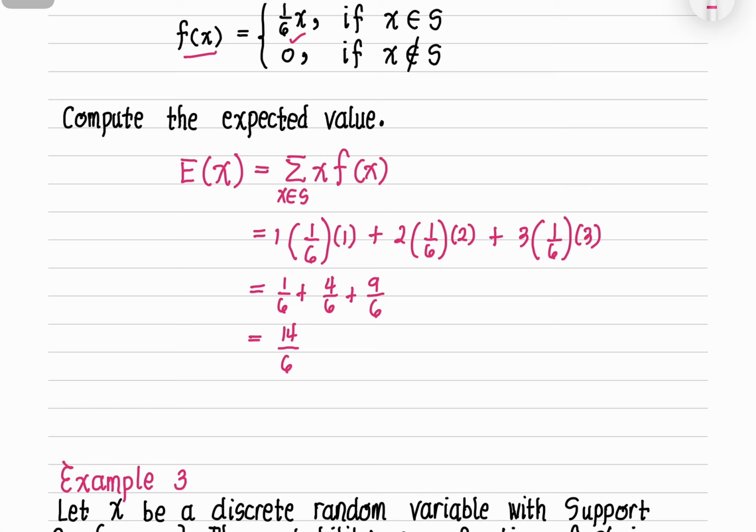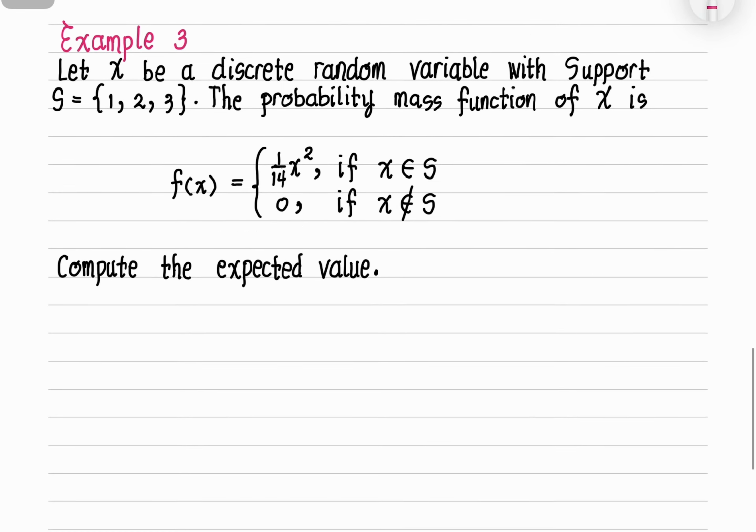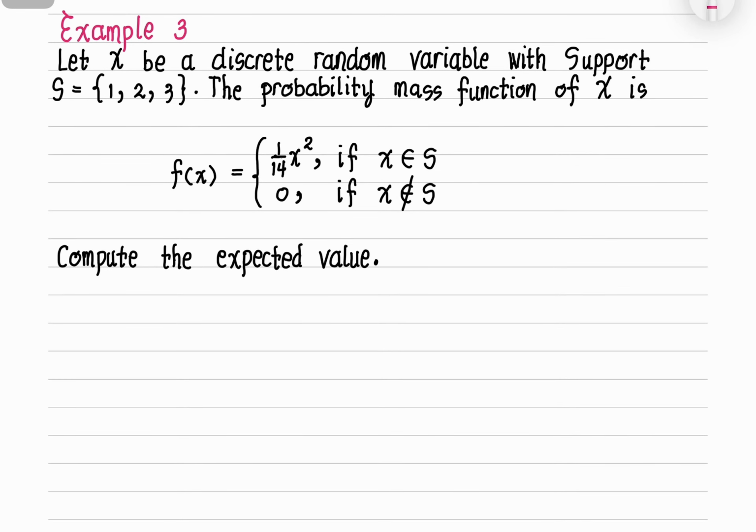And then, pwede natin i-divide yan since we need to get the weighted average. So that is equal to 2.33. So the expected value in number 2 is about 2.33. So, ganun lang kasimple. Okay, moving on sa next example natin. So, we have example number 3.